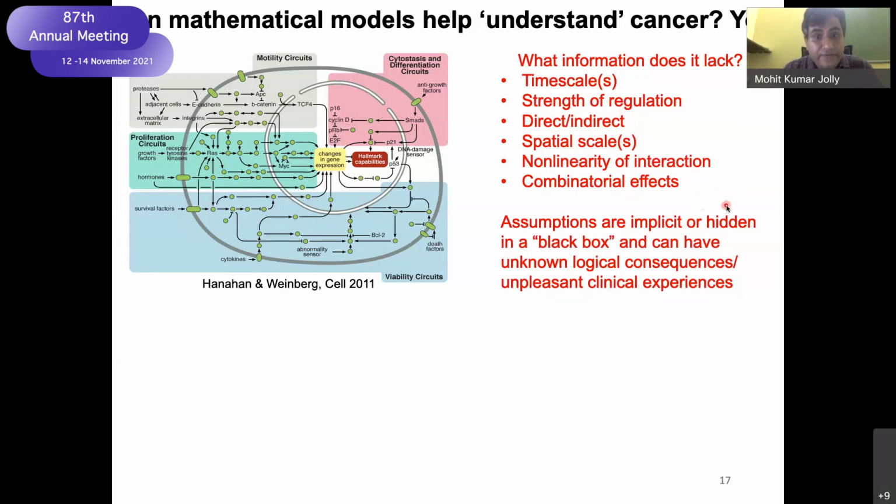Another example I would give here is that when therapies were tried out in the clinic, where people were trying to block angiogenesis, which is the growth of new blood vessels, in the early 2000s, that clinical trial had to be stopped in between because patients who were receiving that drug actually died faster.